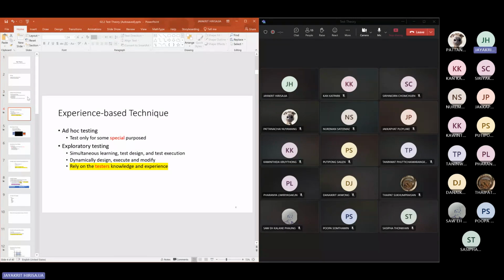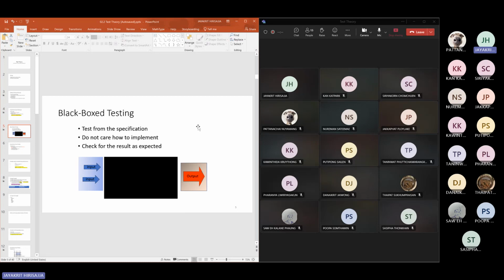This slide explains the experience-based technique. We have testing only for some special purpose. We use some kind of exploratory testing, where tests are designed and executed at the same time and rely only on the tester's knowledge and experience. We call it design, execute, and modify, like one person testing whatever software they prefer. But black box testing is where we test from the specification, with user input. We don't care how the system is implemented. We care whether we get the expected output from the input.